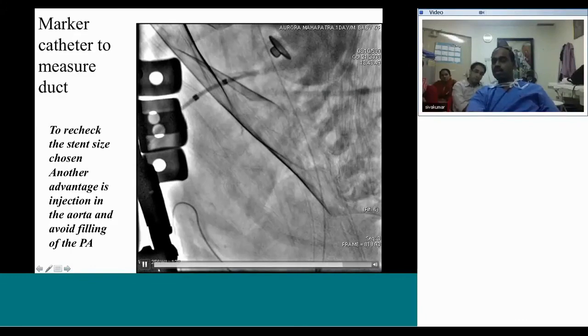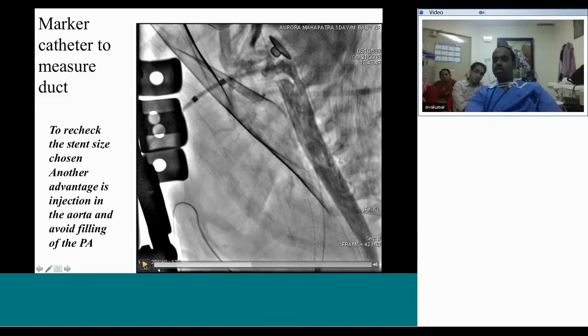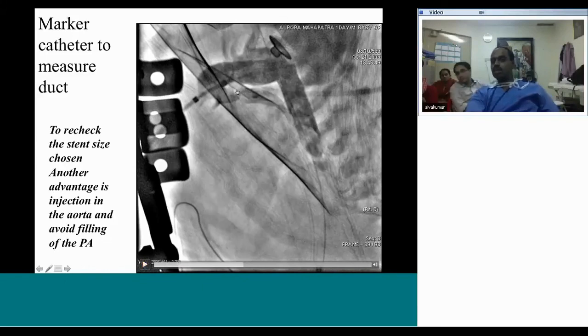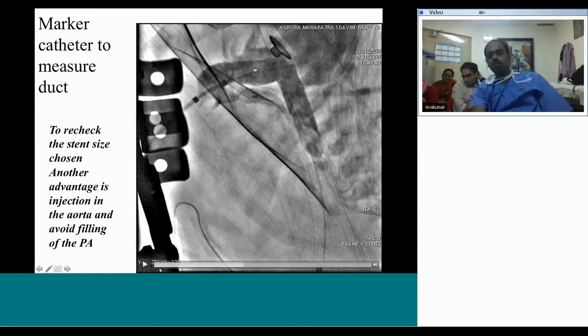So this is a marker catheter, and when you are injecting, you will appreciate the ductal length and the ductal diameter. This is the length of the ductus and this is the diameter of the ductus. While in duct-dependent pulmonary circulation, I told you that you should stop the prostaglandin 30 to 60 minutes before. If you stop prostaglandin in a duct-dependent systemic circulation 30 minutes before, you will not have a live patient. So you have to do the procedure on prostaglandin.